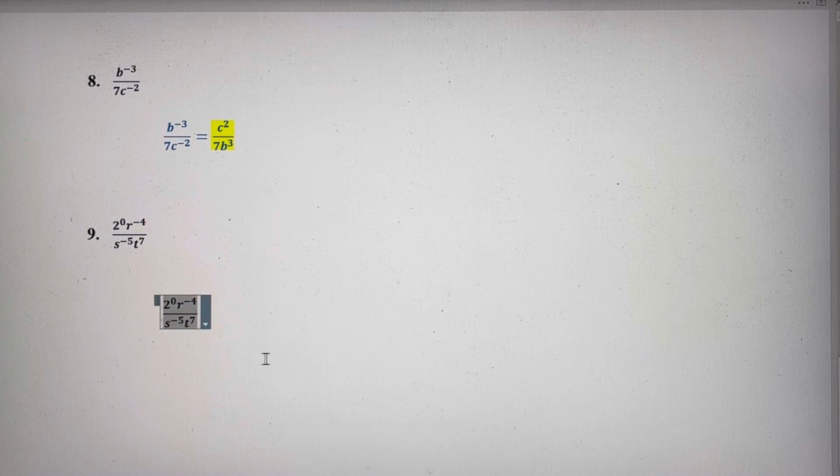So what's going to happen is this. My numerator becomes 1 times s to the 5th. 2 to the 0 is 1. s to the negative 5 moves to the numerator, and we get s to the 5th, okay? My denominator, remember this r expression moved down to make that exponent positive. t already had a positive exponent, so it stays put, okay?